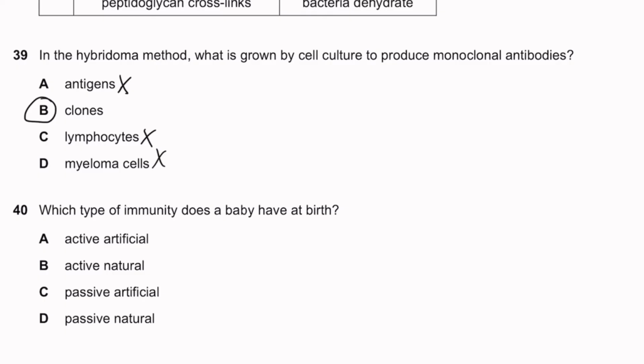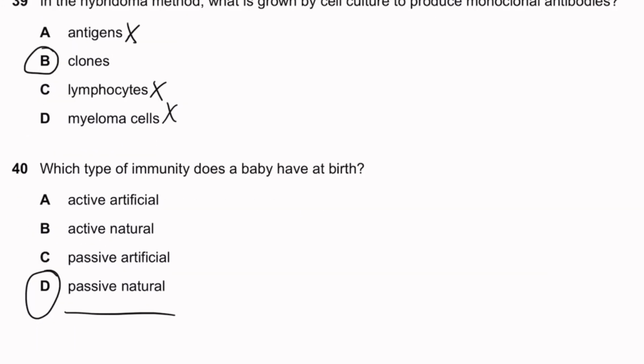Which type of immunity does a baby have at birth? So the baby is going to have passive natural immunity, coming from when he was in utero, a fetus, and the antibodies were passing to him across the placenta. And also when the baby is born, obviously there's going to be breastfeeding, and so antibodies are going to pass in the colostrum, which is basically the breast milk in the first few days after birth, and it's going to be really rich in antibodies, and so it's going to be passive natural.